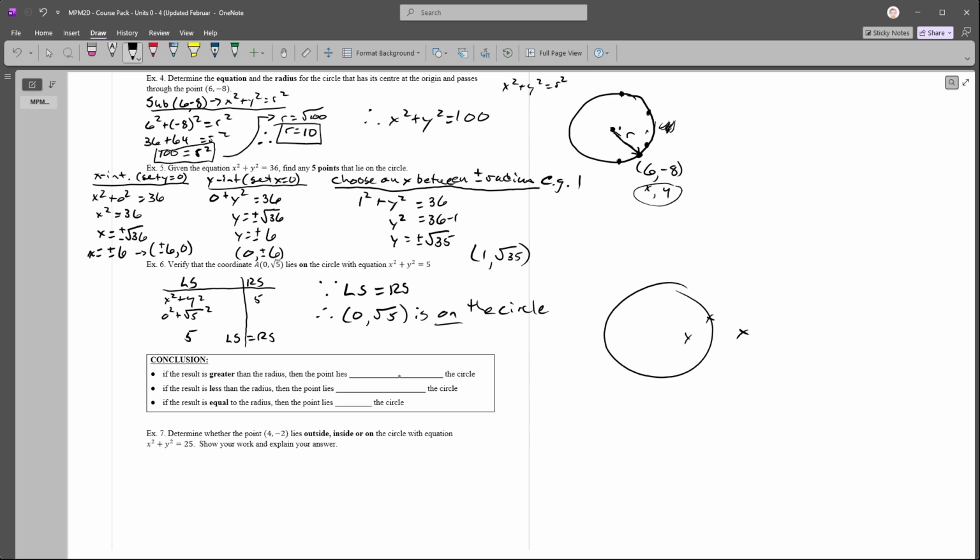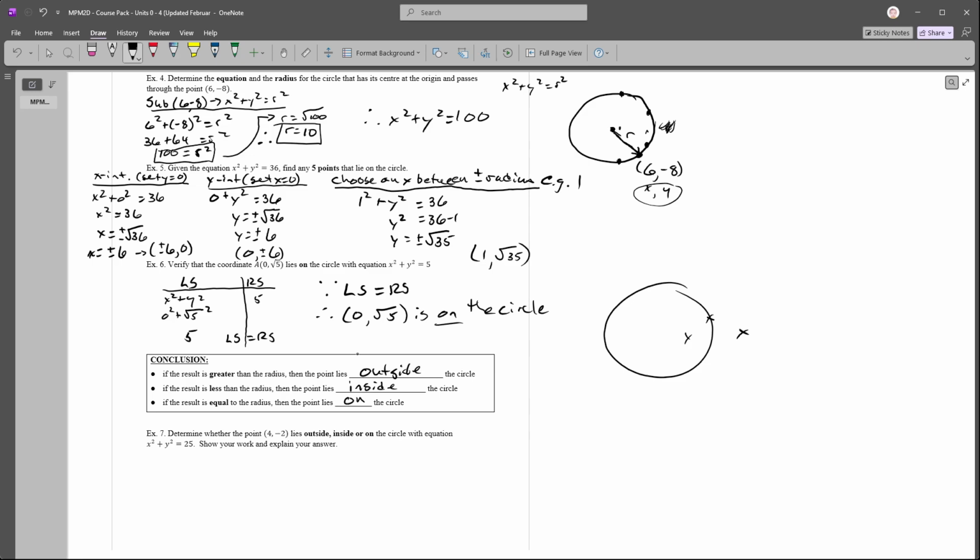So here's the gist of it. If the left side is greater than the right side, so if the result is greater than the radius, then the point lies outside the circle because it's too far. It's bigger than the radius. If the result is less than the radius, that means it's inside the circle. And if it's exactly equal to the radius, that means it's on the circle itself.